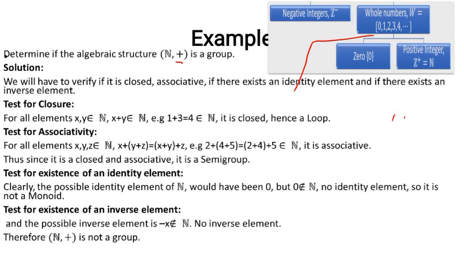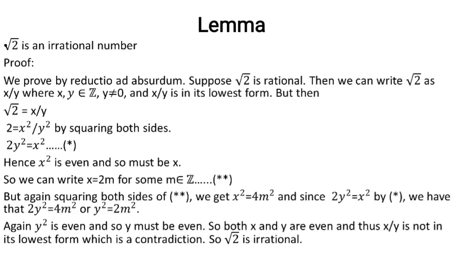Okay, let's move forward. And finally, we're considering a lemma here. The lemma says that the square root of 2 is an irrational number. We want to prove that it is an irrational number, so we prove by reductio ad absurdum. If you remember in the previous videos, we had discussed the different kinds of proofs, such as proof by contradiction. Okay, so we suppose that it is rational.